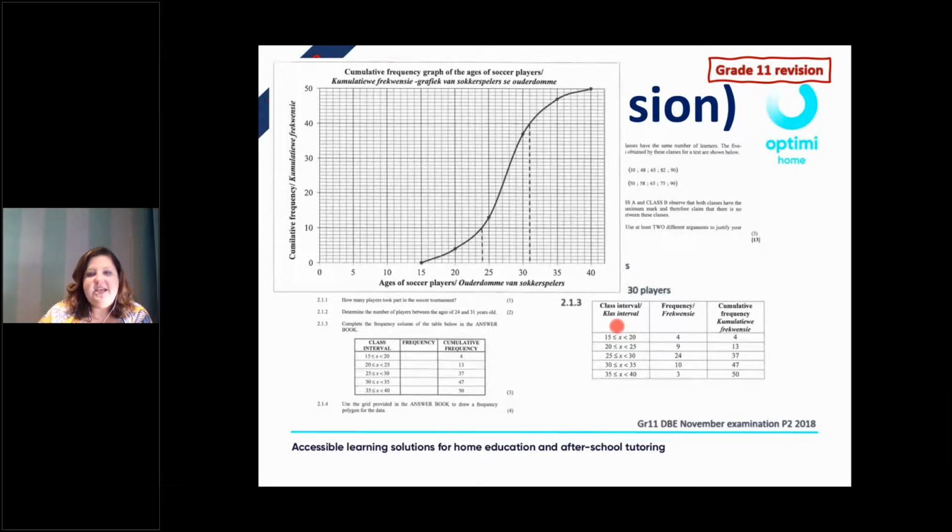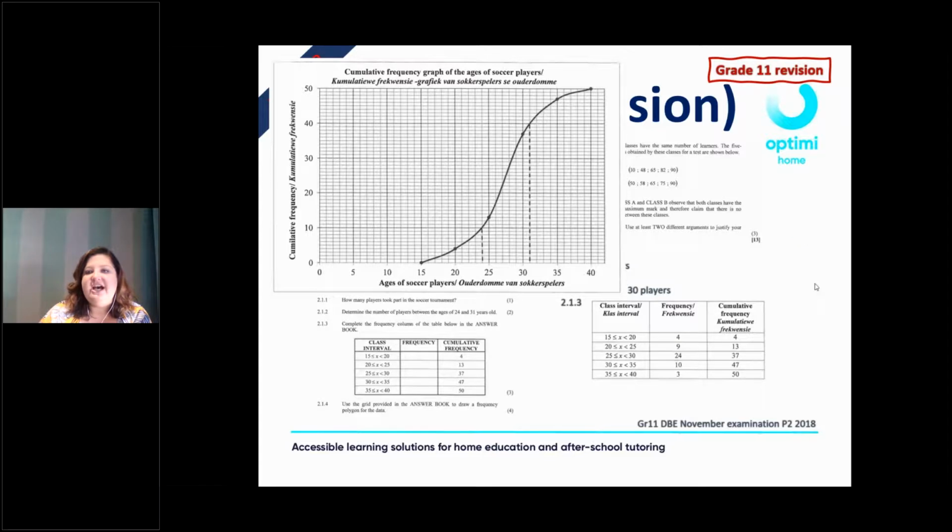You will say 20 minus 15, which is 5. 5 divided by 2 is 2.5. So you will say 15 plus 2.5, which is 17.5. So the middle of your class interval is 17.5, and its frequency is 4. Then the middle of this class interval, which will be 22.5, has a frequency of 9.